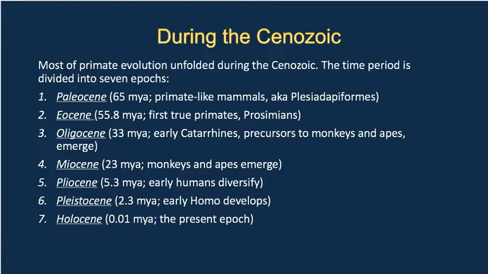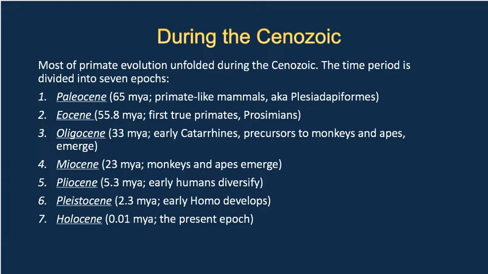By 55 million years ago, we move into the Eocene epoch. We see the first true primates, so primates that have that entire suite of characteristics that we talked about earlier in the semester. The primates that we see in the fossil record during this time period of about 20 million years or so look a whole lot like modern prosimians, so lemurs, lorises, and tarsiers. We don't really see anything that looks like an ape or anything like that yet. So that lasts a little over 20 million years.